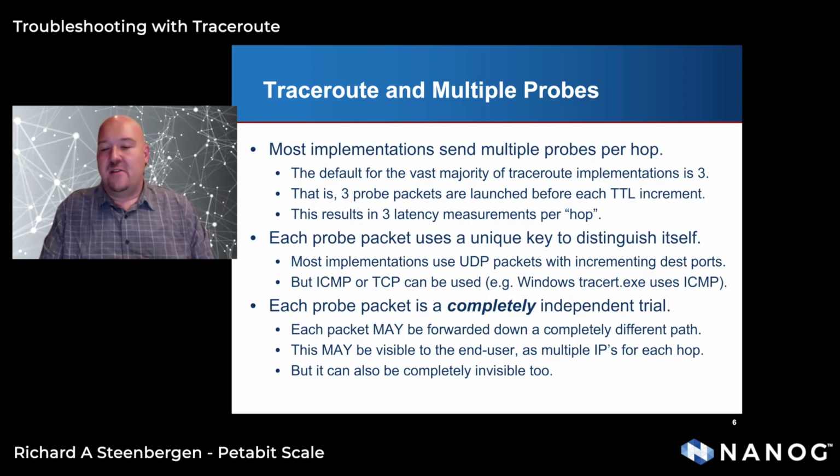But there's other examples of tools that use ICMP. So for example, Windows Traceroute defaults to ICMP. There's a lot of tools out there that'll let you use TCP and other things to try and work around firewalls and do other kinds of measurements. But like I said, every probe is a completely independent trial. So each packet may be forwarded down a completely different path. And this may be visible to the end user, or it may not be.